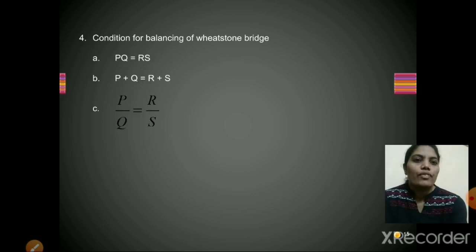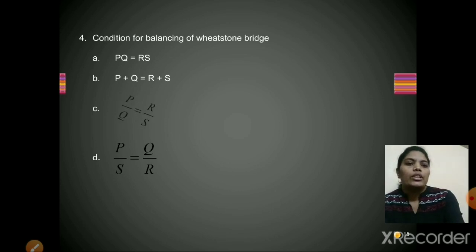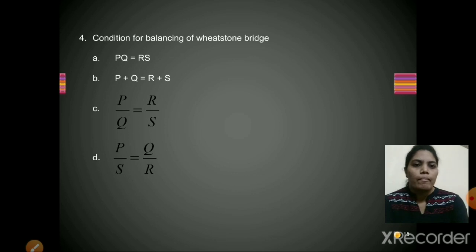Now the condition of the Wheatstone bridge is PQ equals RS, P plus Q equals R plus S, P by Q equals R by S, or P by S is equal to Q by R. It is P by Q is equal to R by S.